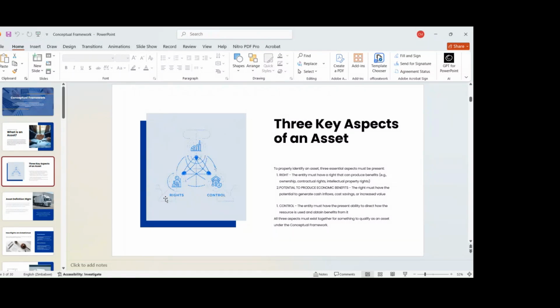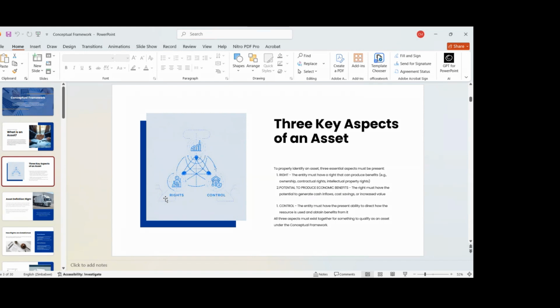Number one, you need the right. The entity must have a right that can produce benefits, for example ownership, contractual rights, intellectual property rights. Number two, the potential to produce economic benefit. We are simply saying the right must have potential to generate cash inflows. It can be an inflow, it can be a cost saving, or it can increase the value.